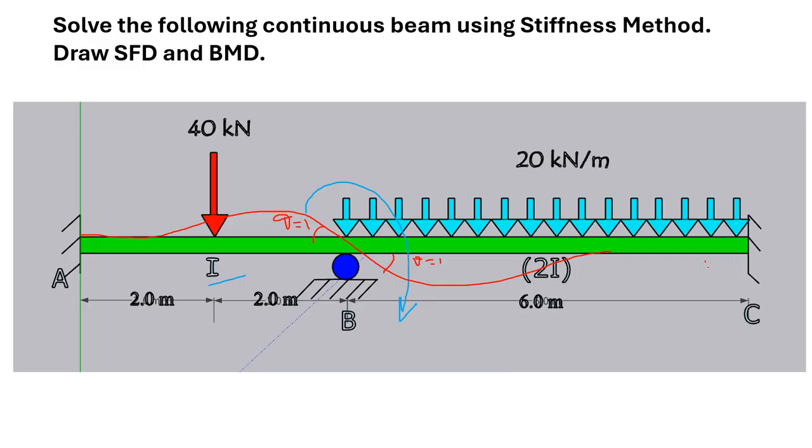Now at the farther end you can see that theta C is 0, and here also at the span AB the theta A is equal to 0. So this is the basis for the problem which we are going to solve by the stiffness matrix method. Then we will draw SFD and BMD.